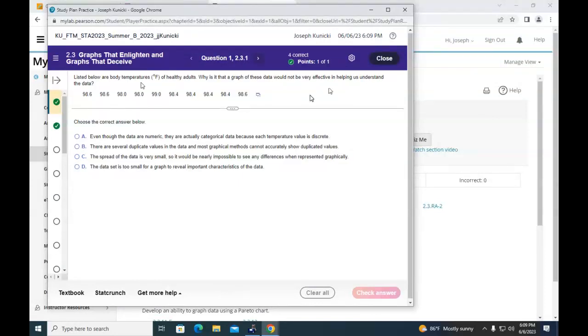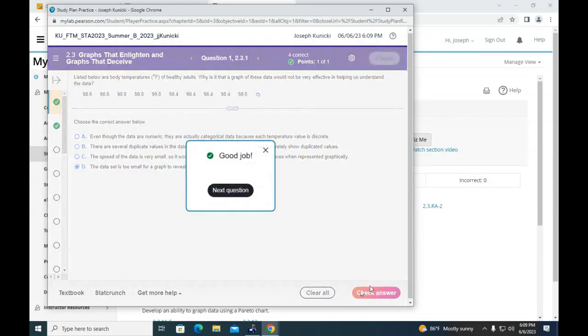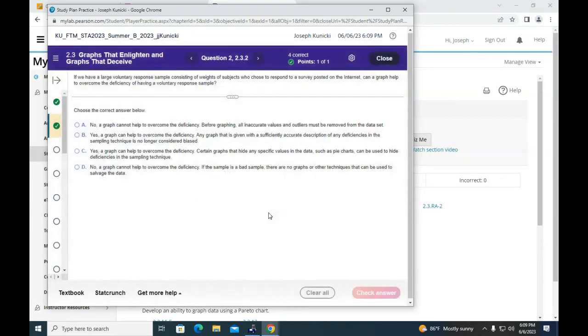Why is it that the graph of these data would not be very effective in helping to understand the data? What's the best answer then? You say D? D. The sample's too small. You can't make hide nor hair out of 10. I don't care what you do with a graph, it's not going to change anything. The point of it is it's just too small. What they're trying to get you to see is that graphs don't correct anything. If you have a small sample, you can't force the issue by making it into something that it isn't. Same thing here.